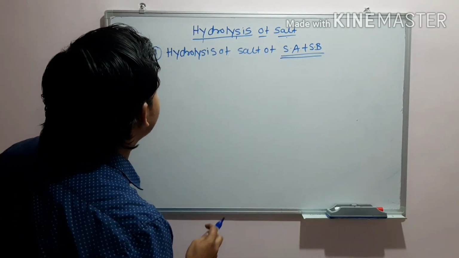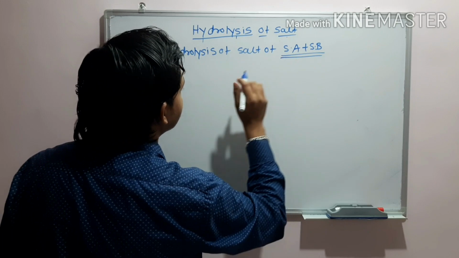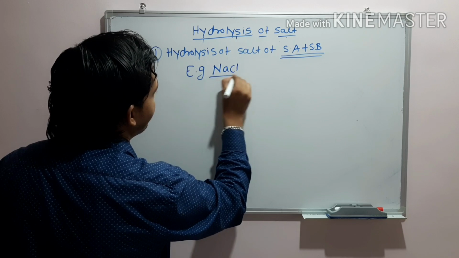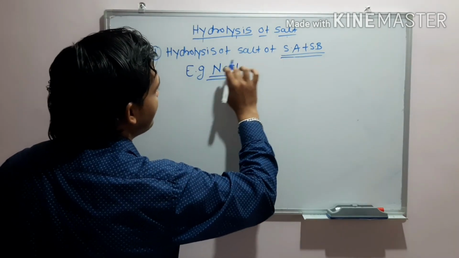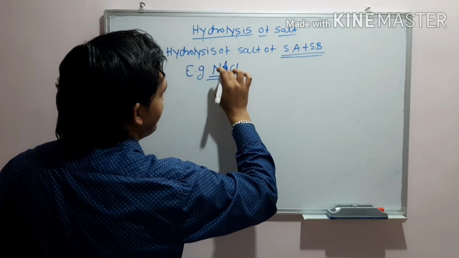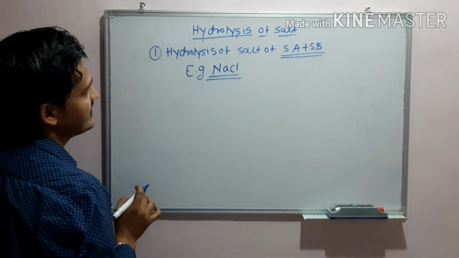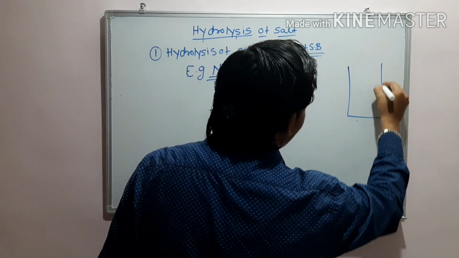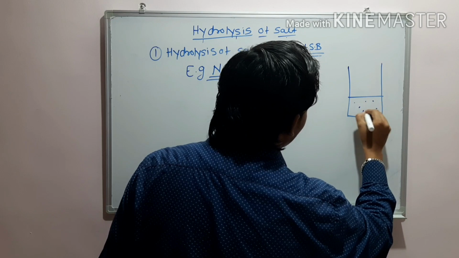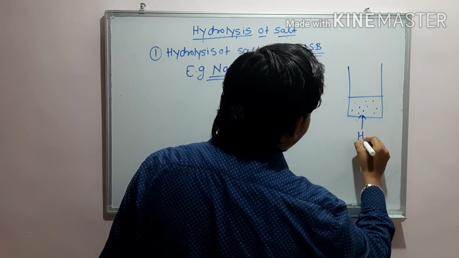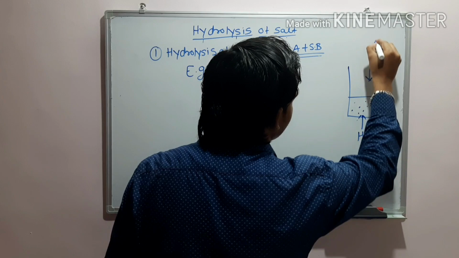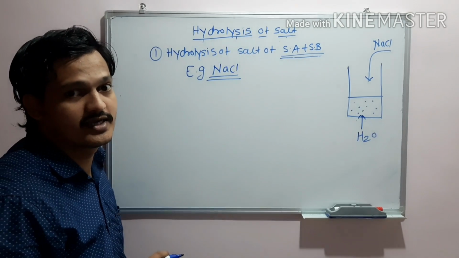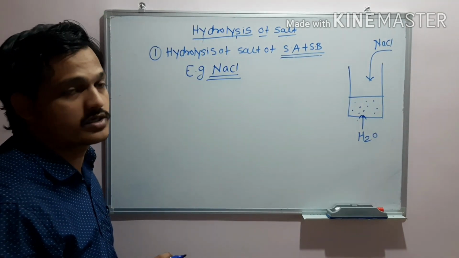Now what is the example regarding salt of strong acid, strong base? I think the example is NaCl. NaCl is the salt of strong acid HCl and strong base NaOH. NaCl is the salt of strong acid and strong base. Put NaCl in water. So let us do the hydrolysis of NaCl. This is our water content. If I add NaCl, let us see whether pH will be changed or not.